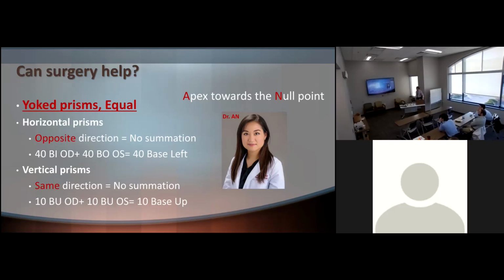Vertical prism, we do the same direction with no summation. So 10 base down, 10 base down, equal to 10 base down. 10 base up, totally base up. So when you have a patient with chin up posture, and we want to move the null point to the primary gaze, we hold like 20 prism diopter base down, and we are moving the null point to the primary gaze, to the apex, because the apex is pointed upward. So the net power will be 20, not 40.